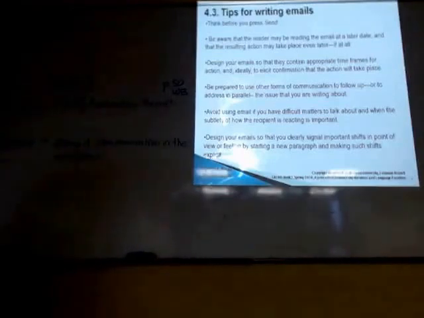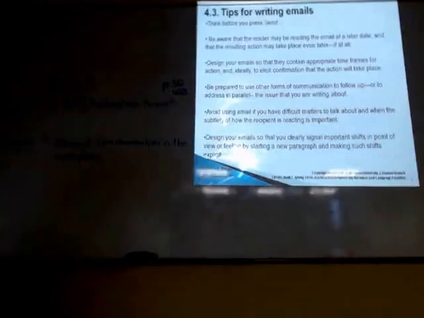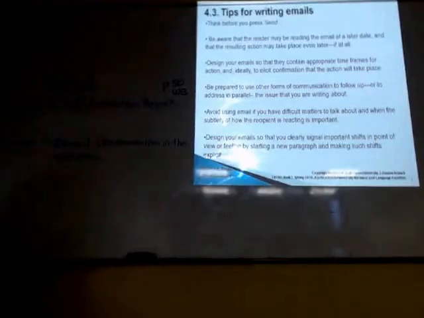And in my email, remind them that there is a report that is due on Thursday, which means I have given them Monday, Tuesday, Wednesday to finish the work necessary to hand in the report. The third point, design your email so that it contains appropriate time frames for action and ideally elicits confirmation that the action will take place. These two are related.